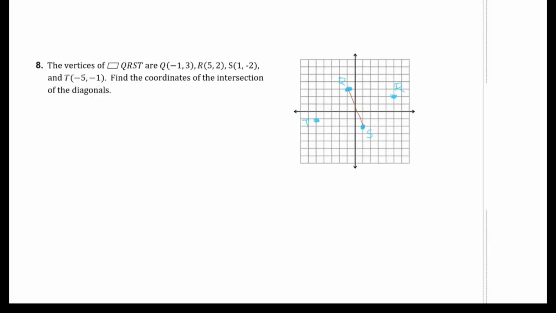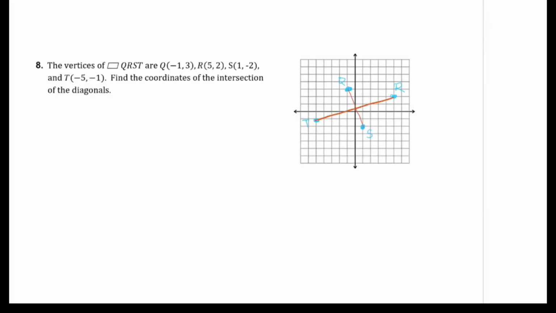On example 8, we have the vertices of parallelogram QRST. We have Q at -1, 3. R is at 5, 2. S is at 1, -2. And T is at -5, -1. So we are going to find the coordinates of the intersection of the diagonals.